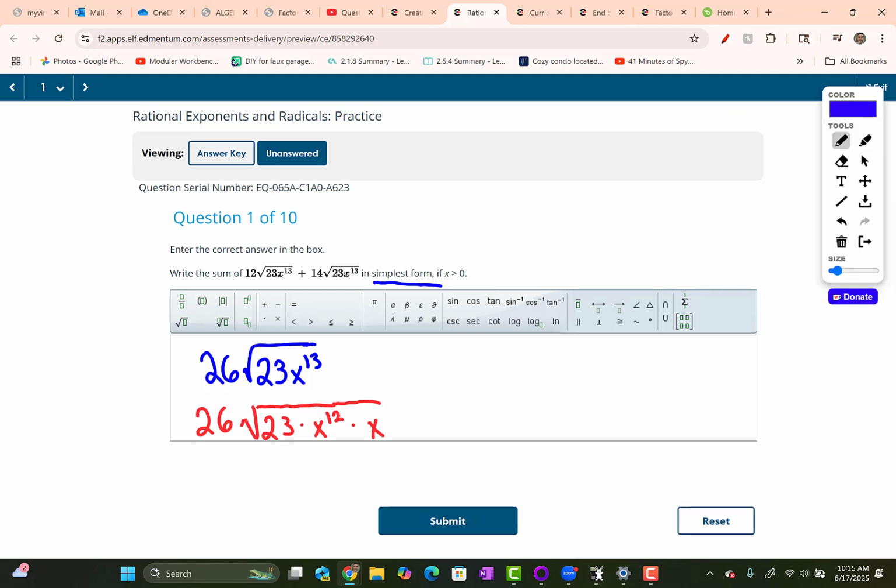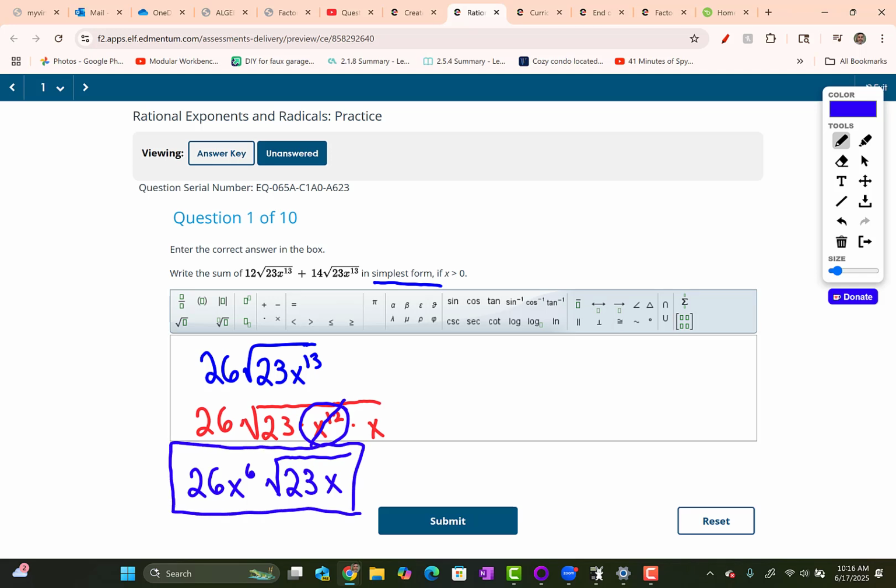Now we can take the square root of just x to the 12th. The square root of x to the 12th is x to the 6th, and that's because x to the 6th times x to the 6th is x to the 12th. We cannot take the square root of 23, so it stays underneath the radical, and we cannot take the square root of a regular x, so it stays under the radical, and this is our final answer.